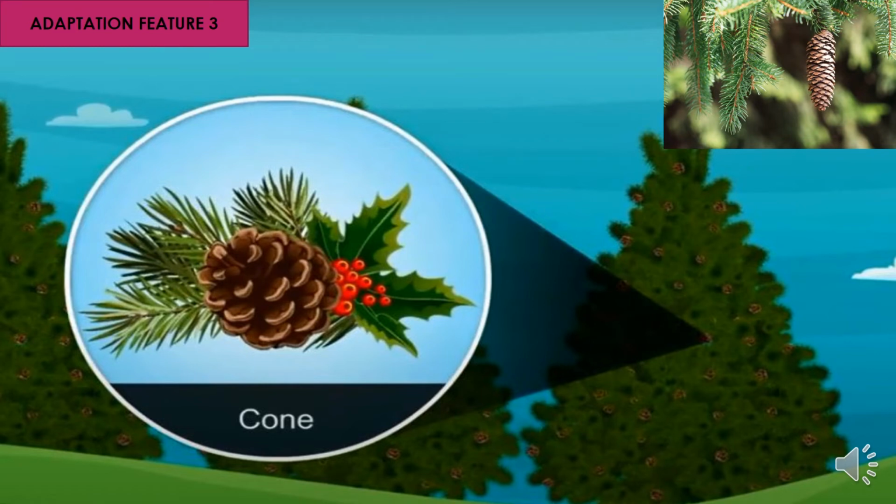Look at this picture, children. The trees of the mountains, instead of having flowers, have cones. So children, these cones contain seeds. And this is the next adaptation, the third adaptation that these mountain trees have. They have cones instead of flowers, and these cones contain seeds, which protects the seeds from freezing temperatures.